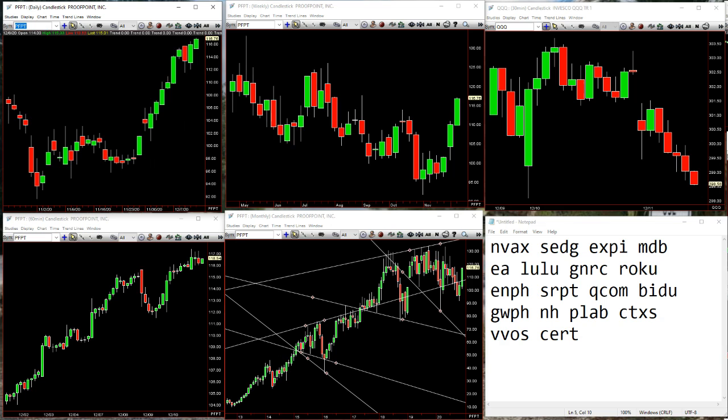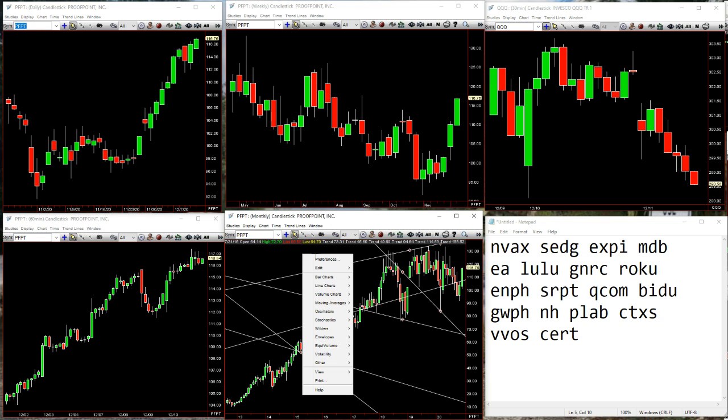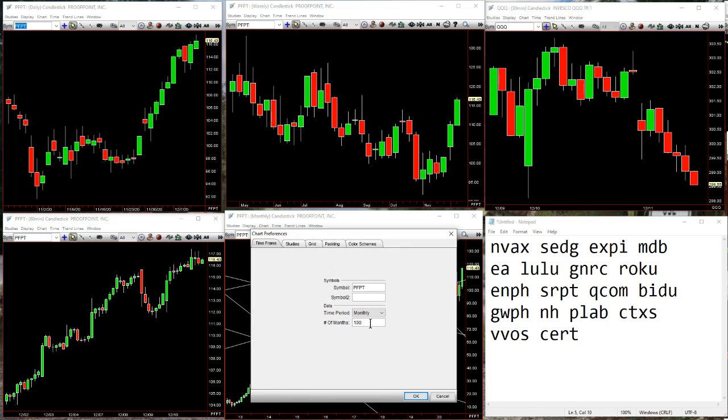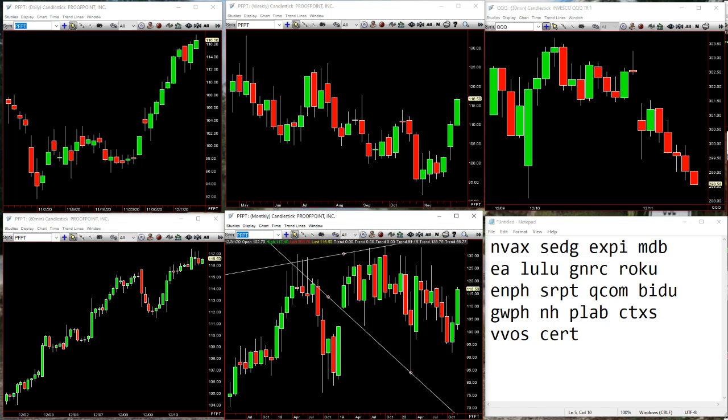And PFPT is another one we've been watching because of this monthly here. The 2 down, the 2 up, and back to previous range. Look at this. This thing's still hanging around the highs of the week. Here's an important lesson too on magnitude. How far is something going to go?